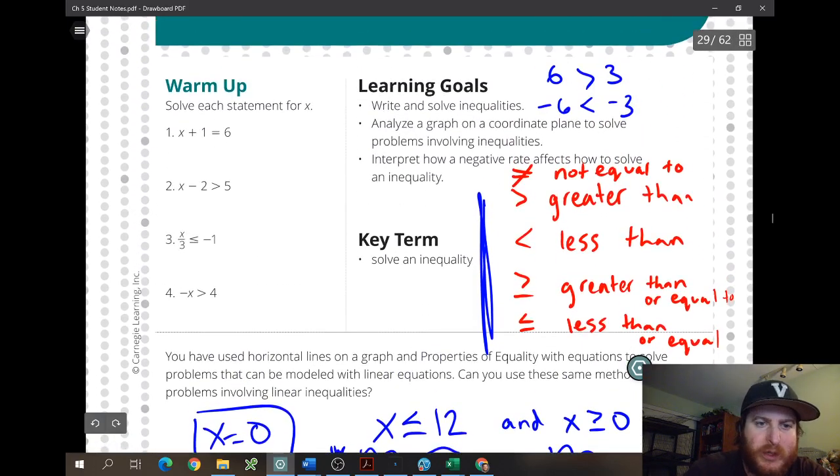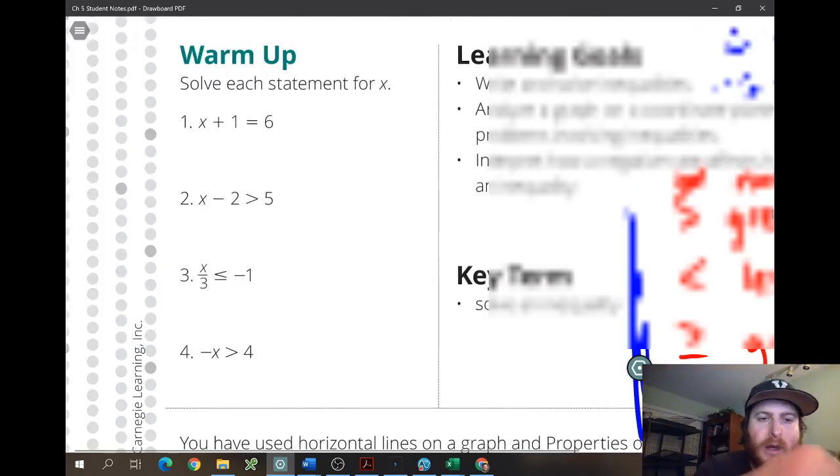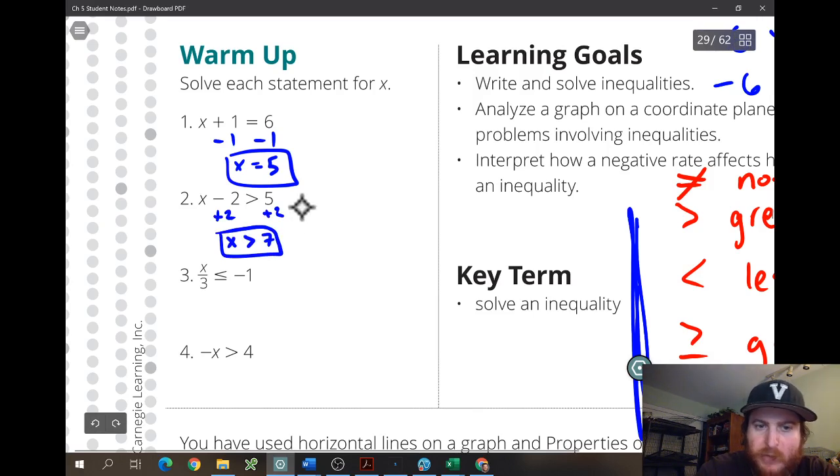So when we're solving for these, we solve them the same way as if we had an equal sign. So x plus 1 equals 6. We would subtract 1 from both sides. We get x equals 5. I think all of us are very comfortable with that. Now if I have x minus 2 is greater than 5, we just pretend it was an equal sign. Add 2 to both sides. And then we just write x is greater than 7, instead of x equals 7. If we had something like this, same process. X divided by 3, we want to get rid of our fraction, so multiply 3 to every term. And we get x is less than or equal to -3.